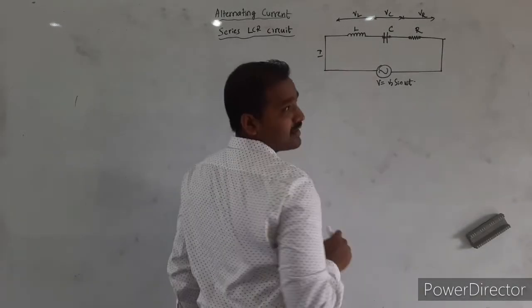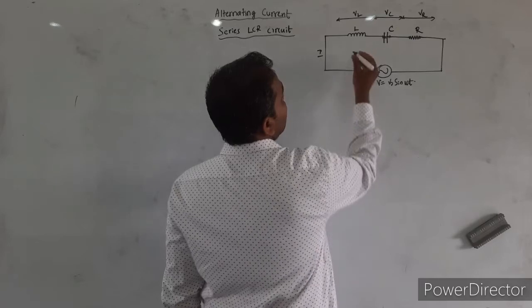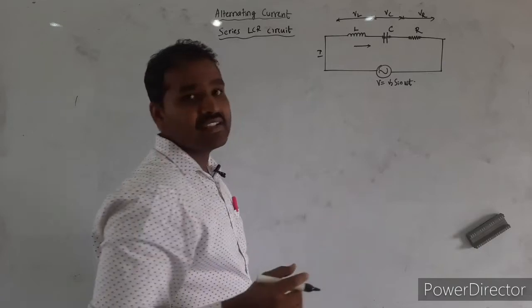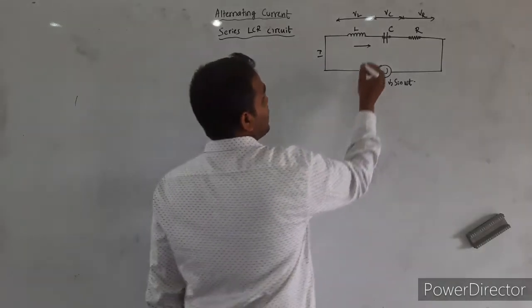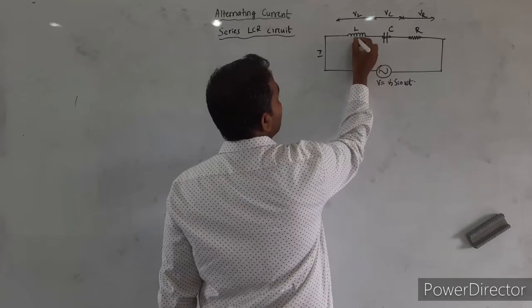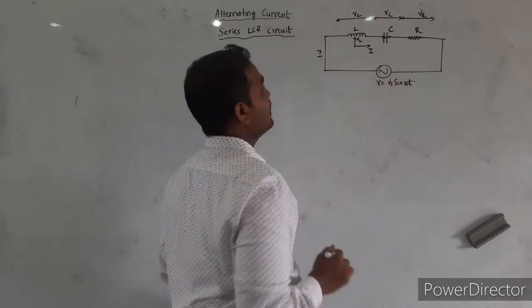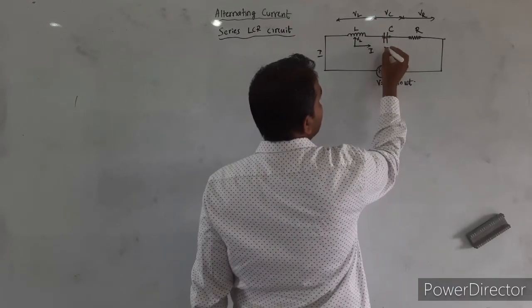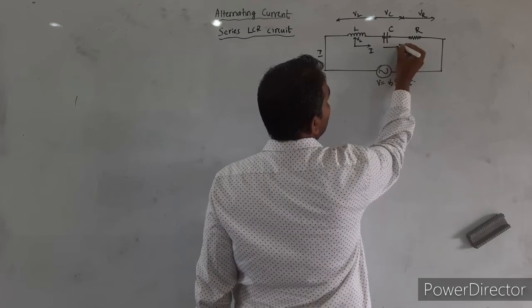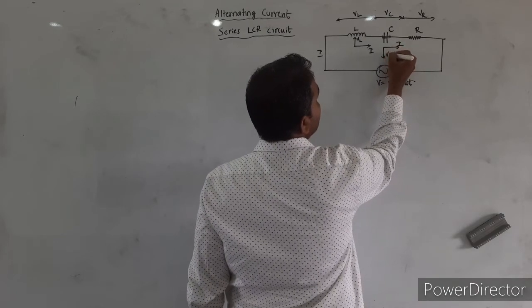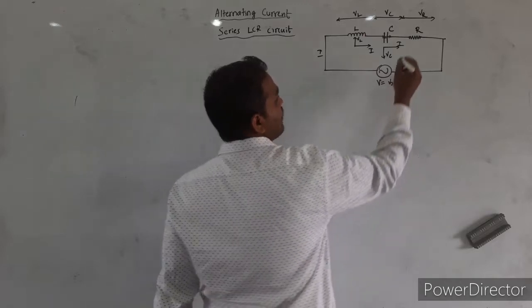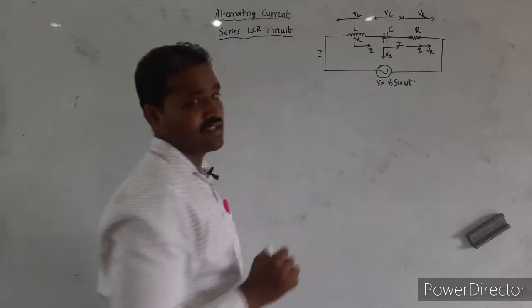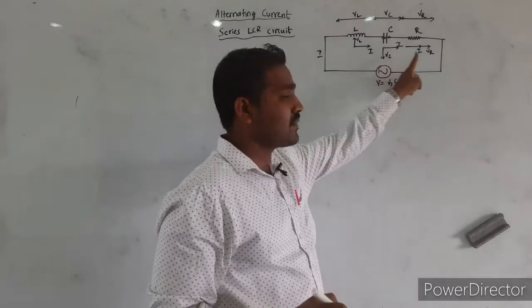When I consider the inductor, the current was lagging the voltage by 90 degrees. If I plot the current here, the voltage will be here. The current was lagging the voltage by 90 degrees. In case of capacitor, the current was leading the voltage by 90 degrees. So this is VC. But in case of resistor, both current as well as voltage were in phase with each other. That representation I can show here.